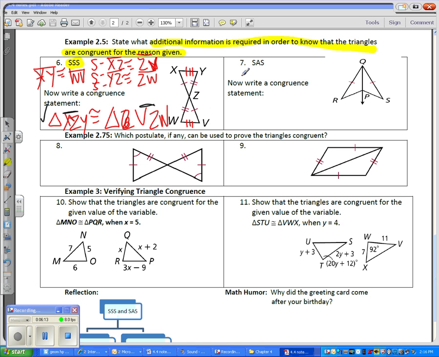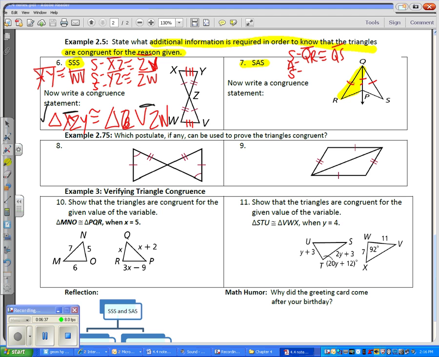So I should be correct. Nice. Number 7 says SAS. So this time I want to prove that these two triangles are congruent to each other, but not by SSS, by SAS. So let's think. SAS, I know I need to have 2 congruent sides and a congruent set of angles. So what do we have so far? I know that QR is congruent to QS. That's 1 set of sides. Sweet. I don't see that other set of sides yet.